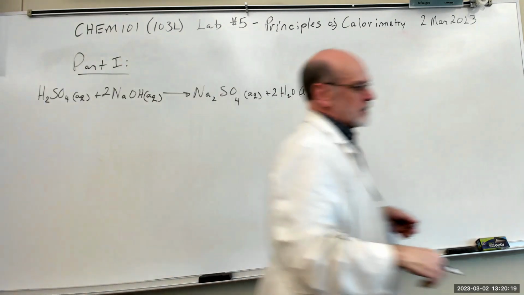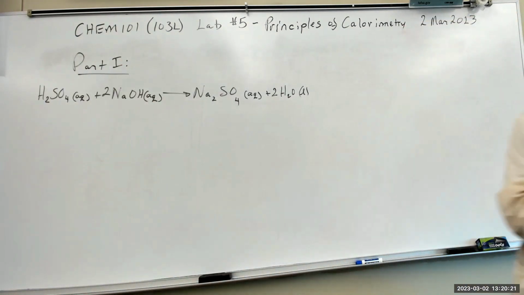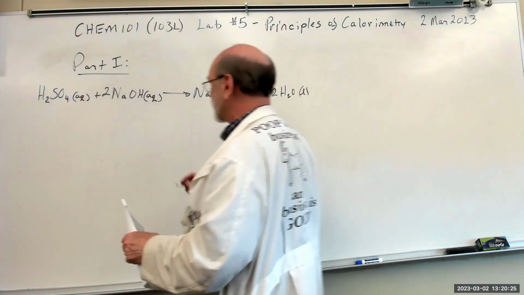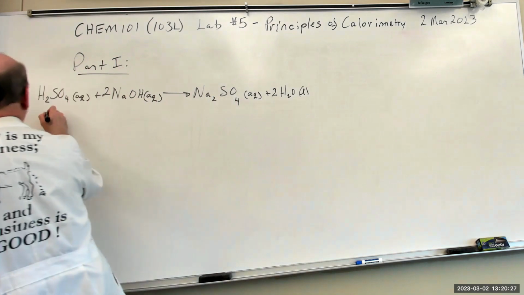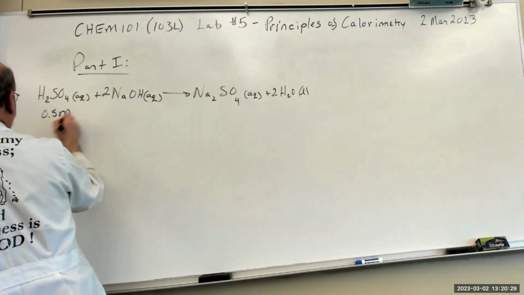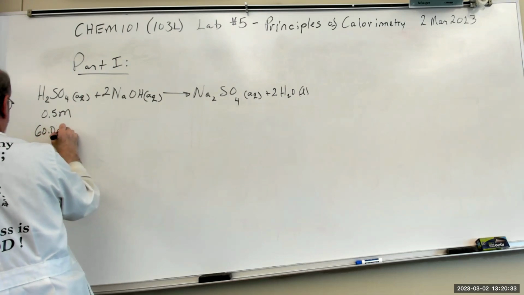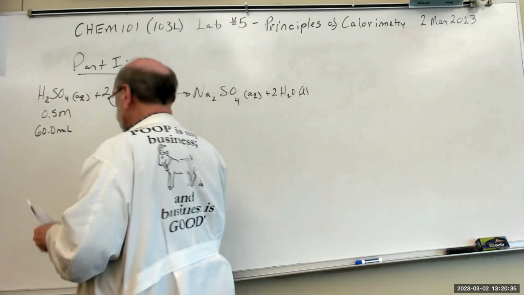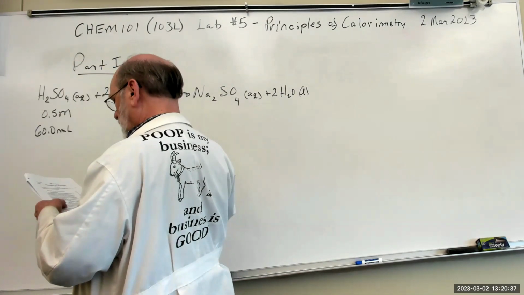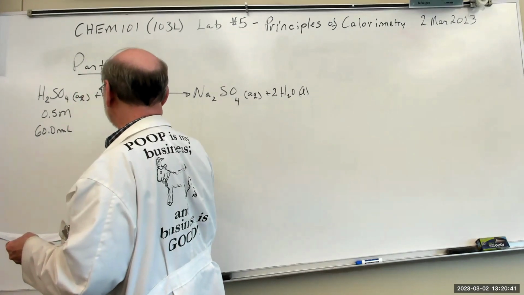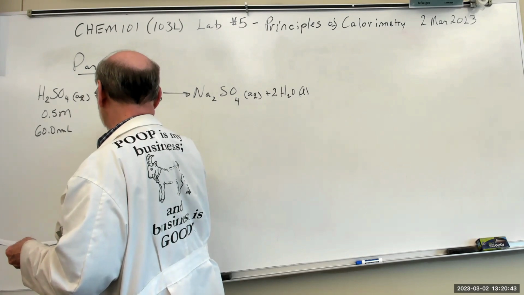Okay, so we're using 0.5 molar sulfuric acid, 0.5 molar. We're using 60 milliliters. Right. And we're using 1 molar sodium hydroxide, 50 milliliters.